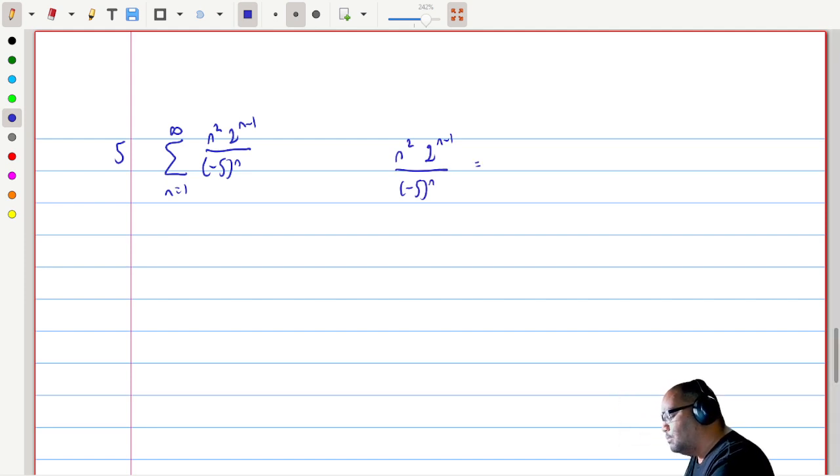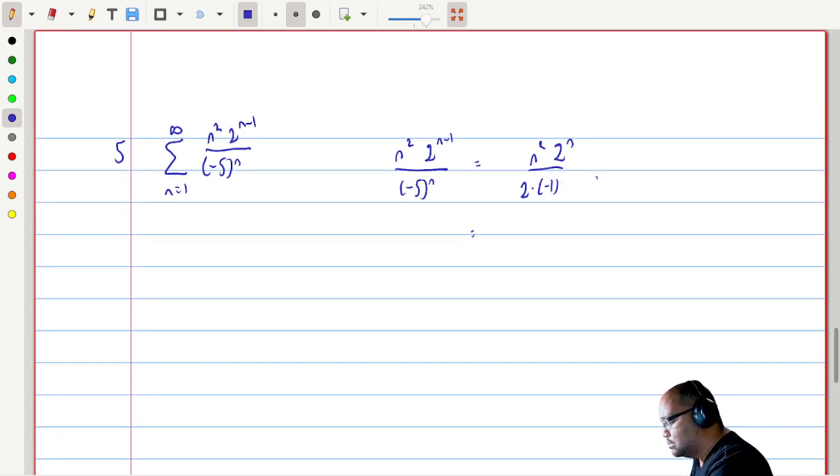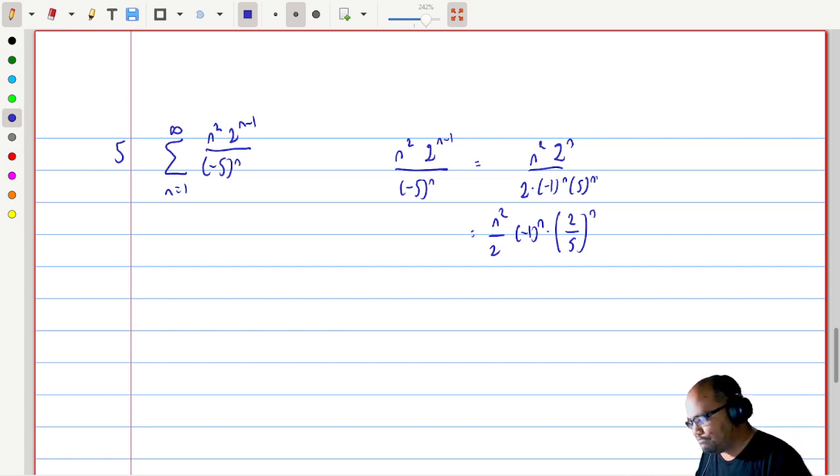I have a 2 to the n minus 1, so I am dividing by 2 here. Then I have minus 1 to the n, then minus 5 to the n. And let's see, this gives me... Well, I can just move the minus 1 to the n up to the top. And it almost looks geometric.